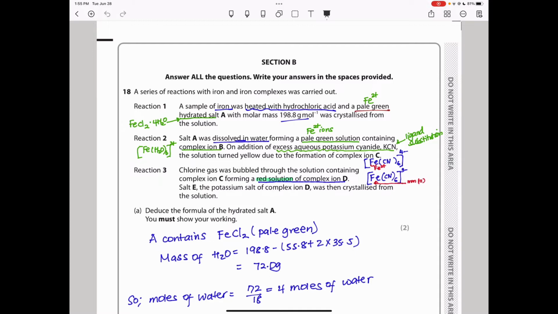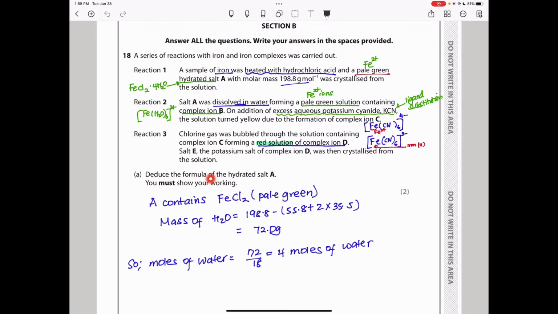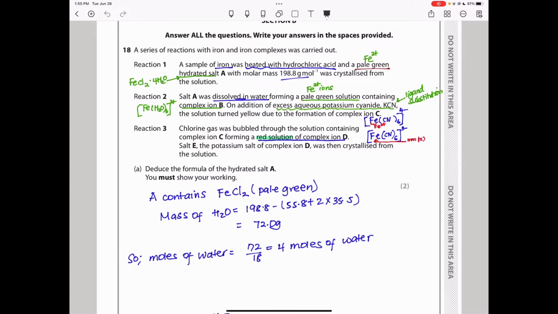So we're going to decode everything step by step. They said deduce the formula of the hydrated salt A. You must show your working clearly. So what I said, A contains FeCl2, which is the pale green solution from above there. And then using the molar mass of water, if we have 198.8 minus this part here, remember iron is 55.8 and 2 chlorines, 2 times 35.5, this will give us the mass of the iron chloride. When we subtract that from the total molar mass, we get this.